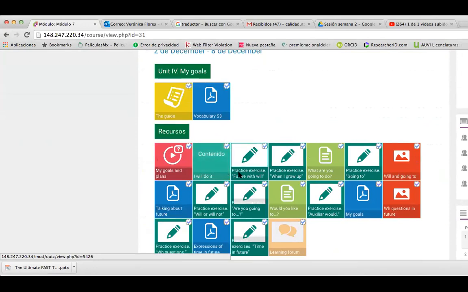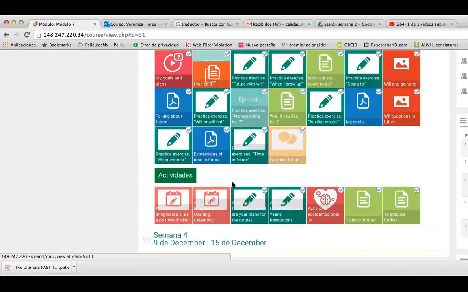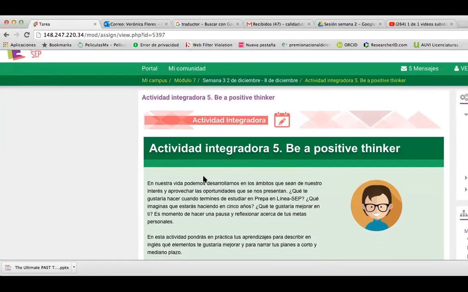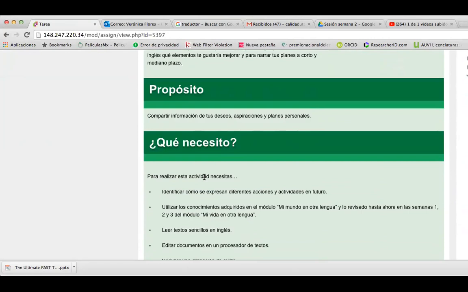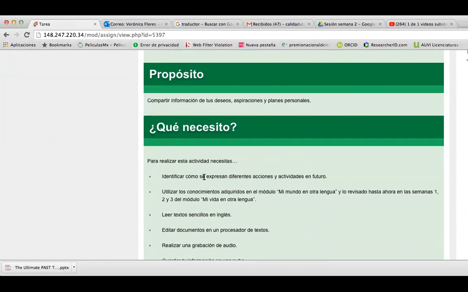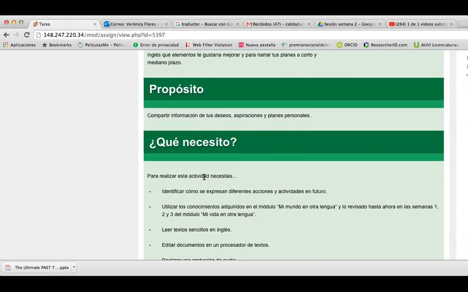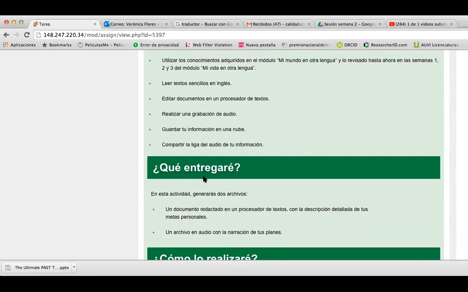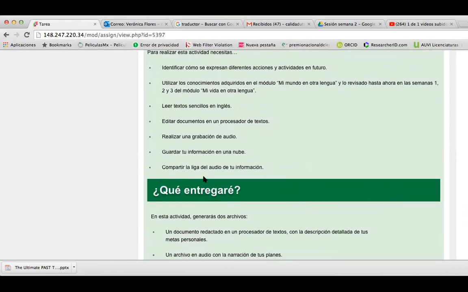For example, we're going to check activity number 5. You have to identify expressions in different activities in the future. You have to use the knowledge of this module, and you have to review weeks 1, 2, and 3. We're going to do a document describing your goals and plans, and you have to record these plans.